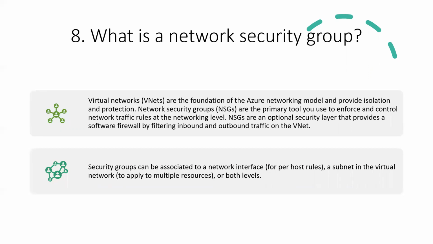What is a network security group? You can use Azure Network Security Group to filter network traffic to and from Azure resources in an Azure virtual network. A network security group contains security rules that allow or deny inbound network traffic to or outbound network traffic from several types of Azure resources. For each rule, you can specify source and destination, port, and protocol. Security groups can be associated to a network interface, a subnet in the virtual network, or both levels.